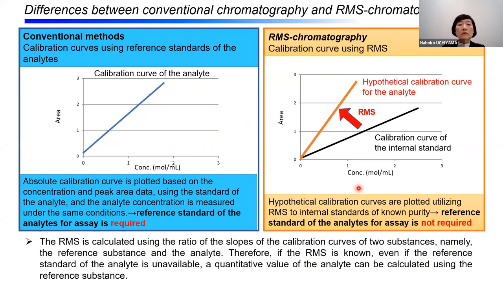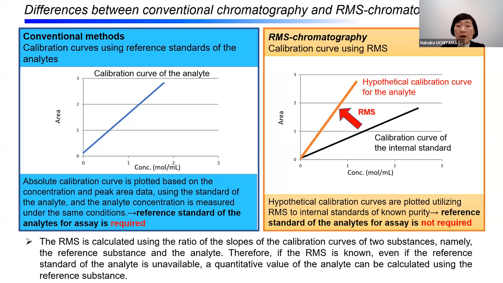This slide shows the differences between conventional chromatography and RMS chromatography. In the conventional method, an absolute calibration curve is plotted based on the concentration and peak area data using the standard of the analyte, and the analyte concentration is measured under the same condition. Hence, the reference standard of the analyte for assay is required to make the calibration curve. On the other hand, in RMS chromatography, a hypothetical calibration curve is plotted utilizing RMS to an internal standard of known purity. Therefore, the reference standard of the analyte for assay is not required.